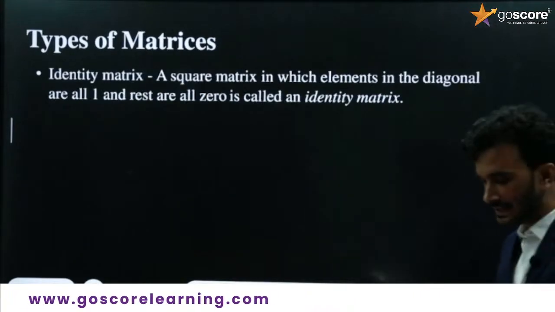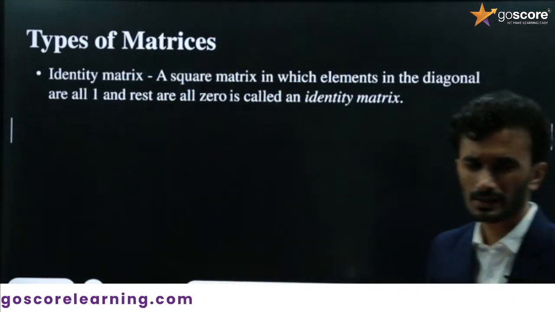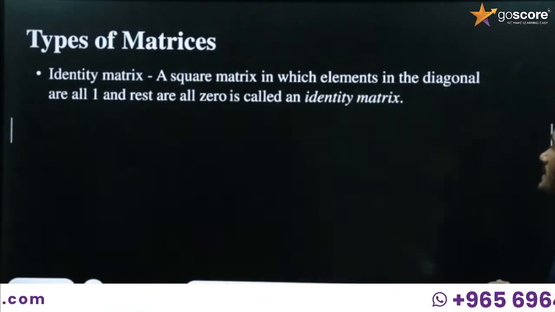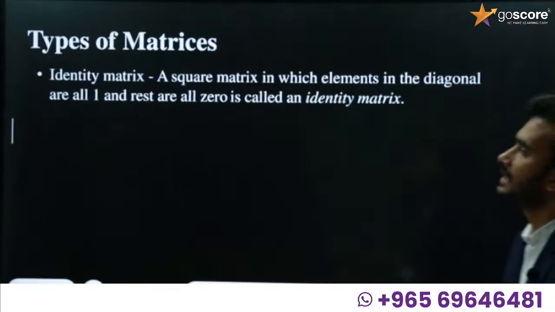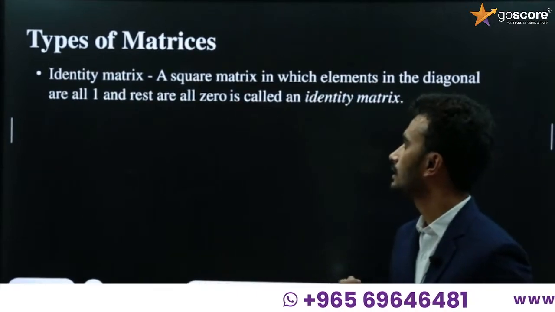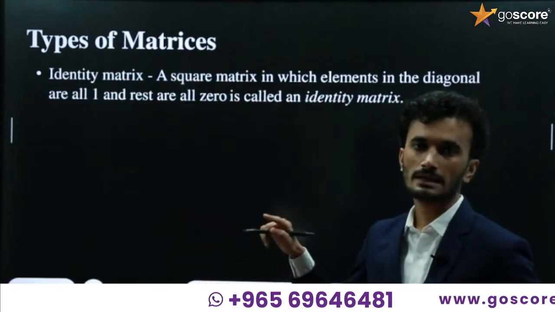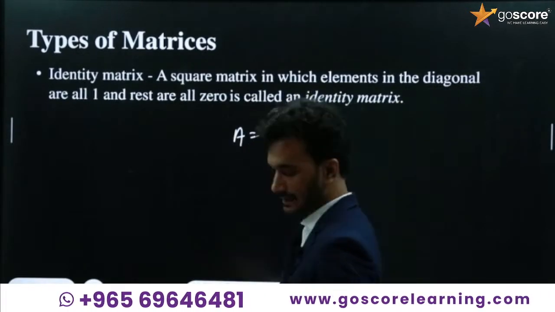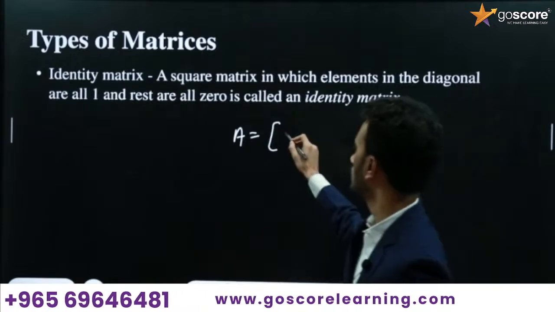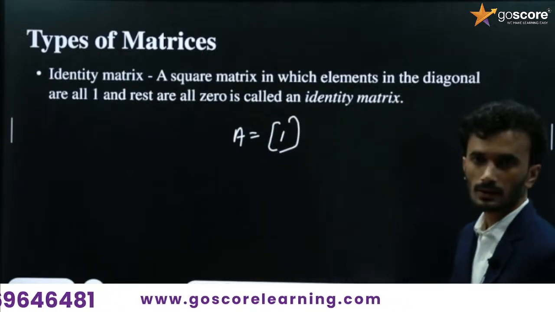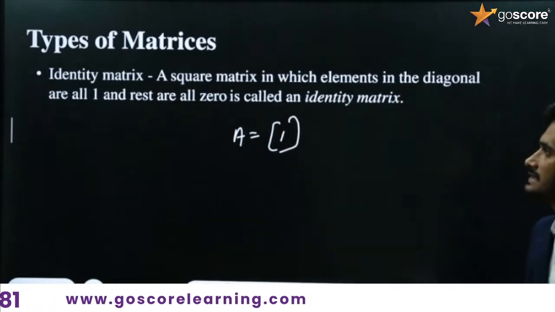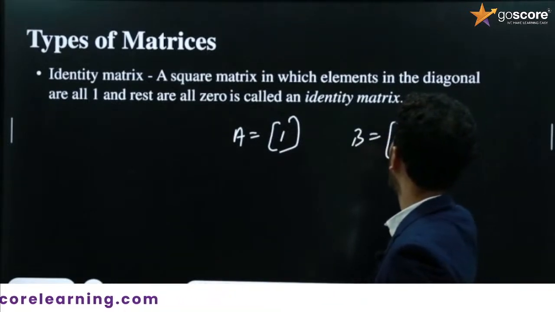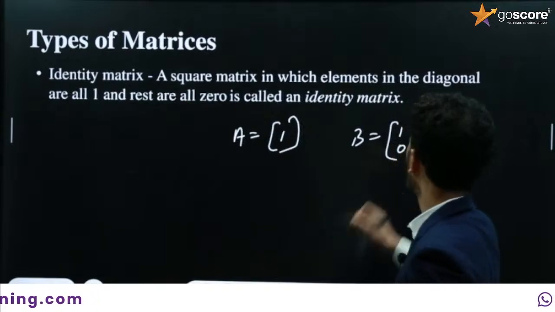Next one, identity matrix. Identity matrix is also very important. It is a square matrix in which the diagonal elements are 1 and the rest are all 0. So I will represent A is equal to 1. So this one is an identity matrix. Then B is equal to 1 0 0 1.